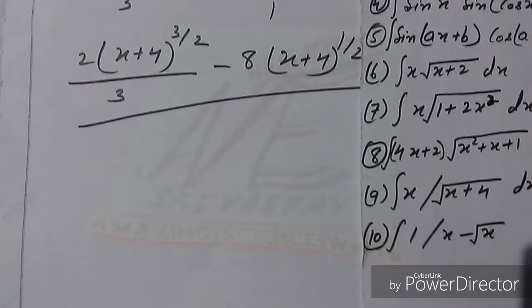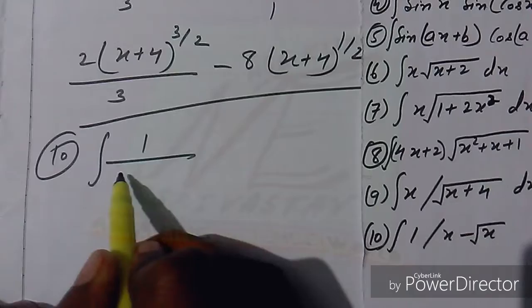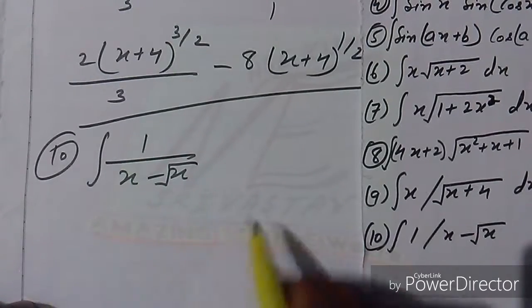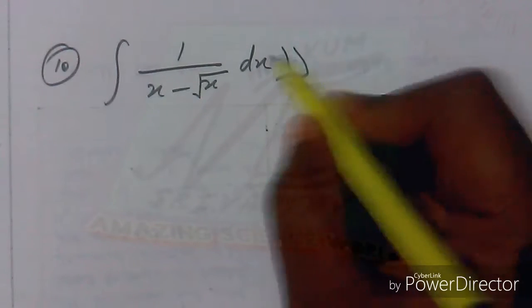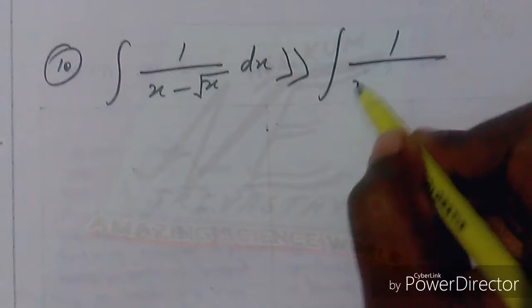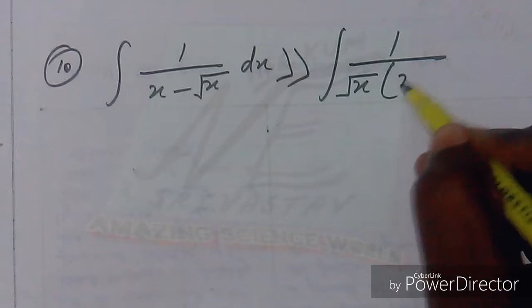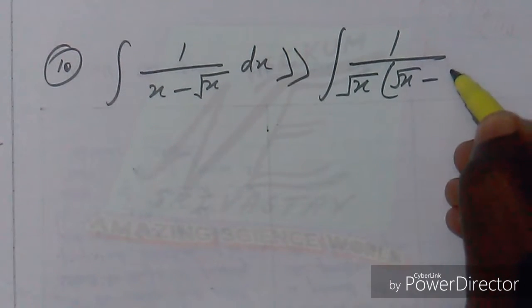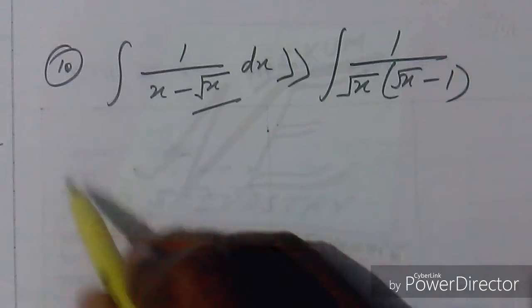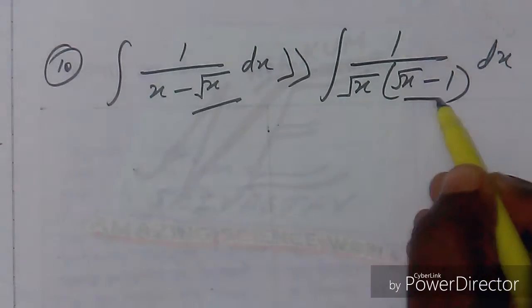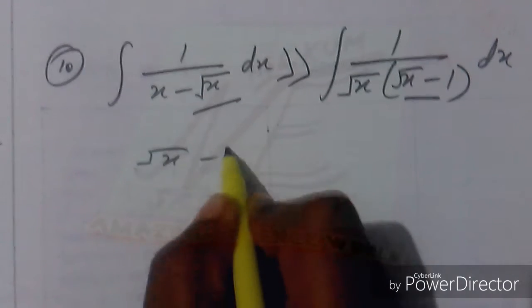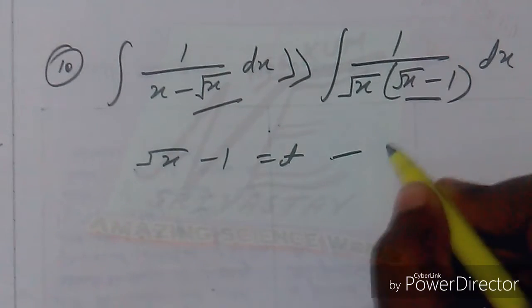The next question is the last question of this, that is the 10th question: integration of 1 by x minus x under root dx. Now first of all we solve the equation. We can write it as 1 by under root x times under root x minus 1. We can take under root x common in this. Okay my friends, now we put under root x minus 1 is equal to t, and we derivate it.